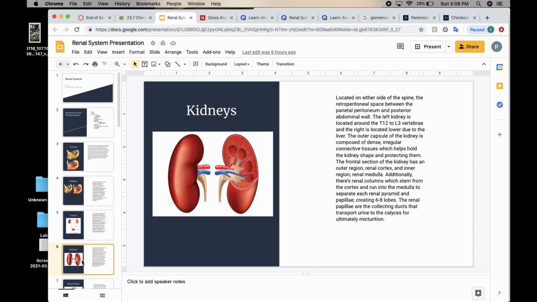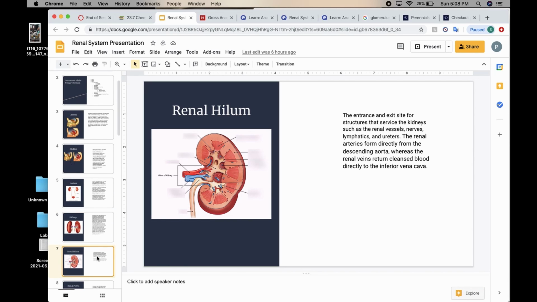Now the renal hilum, which is the entrance and exit site for the structures that service the kidneys, such as renal vessels, nerves, lymphatics, and ureters. The renal arteries form directly from the descending aorta, and the renal veins return cleansed blood directly to the inferior vena cava. The renal pelvis emerges from the renal hilum and consists of the minor and major calyces. The pelvis moves urine into the ureter via peristalsis.